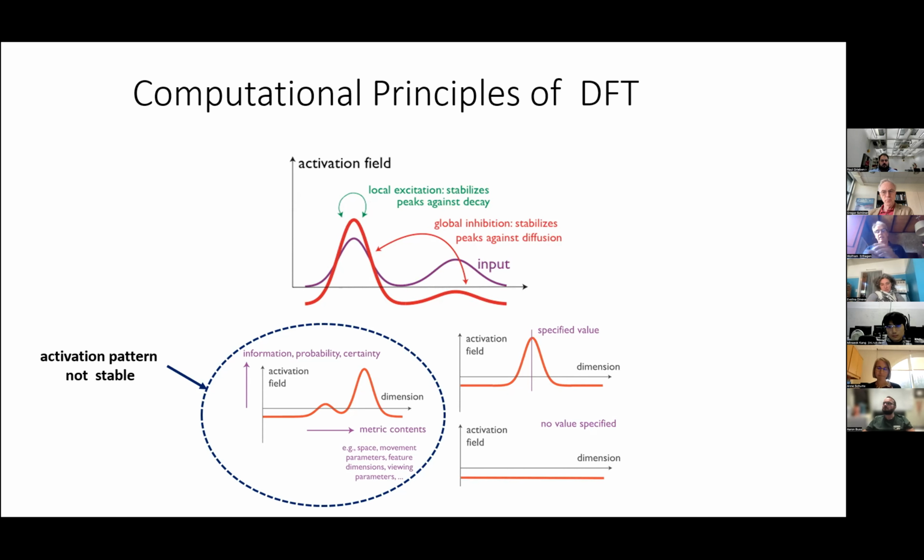When I did the work on movement preparation with Gregor more than 25 years ago, I had to invent some shunting inhibition mechanisms to approximate such a distribution, which reflects somehow a probability or frequency in a two-choice task. But again, it's not a stable solution of the Amari equation.